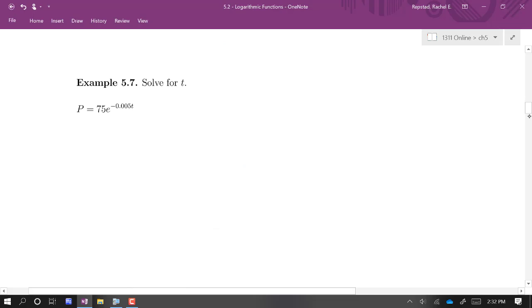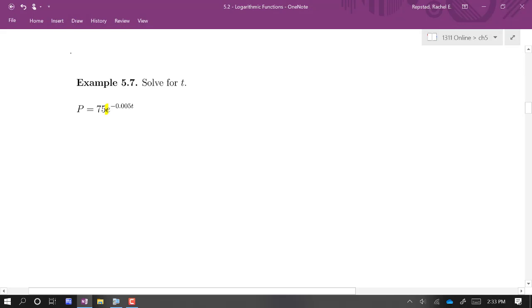In this next example, we're going to rearrange this equation to solve it for t. So we have p is equal to 75 times e raised to the negative 0.005t. Now we're not going to get a numerical value for t, because we have 2 unknowns in this equation. Hopefully you recognize we have our new number e showing up, right? That's the natural base.